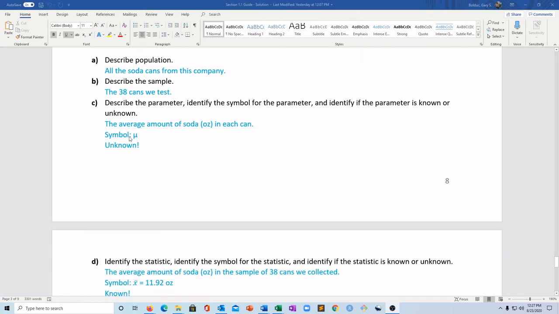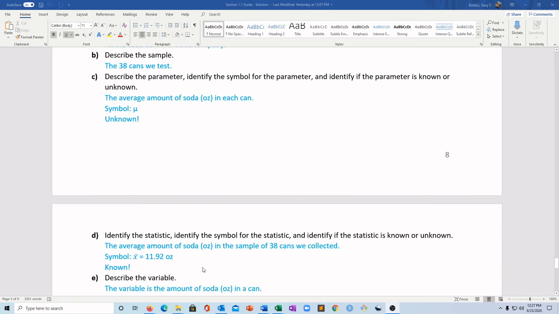What's the statistic? Remember, S with S. The statistic is going to be very much like the parameter, but it's applied only to the sample. So then the statistic in this case would be the average amount of soda in the 38 cans we collected. Not all of them, just the 38 we looked at. And we got X bar is 11.92 ounces. We know that because we actually have the 38 cans that we can look at.